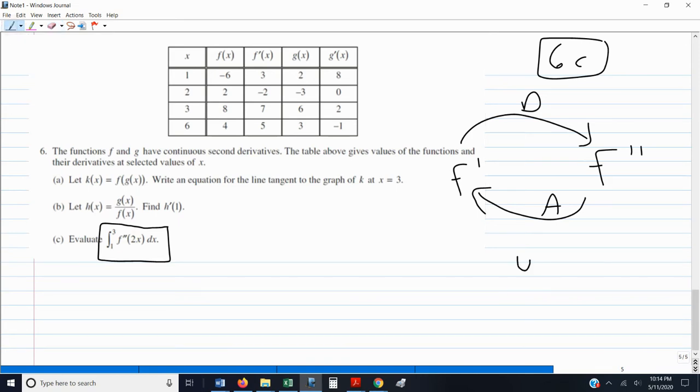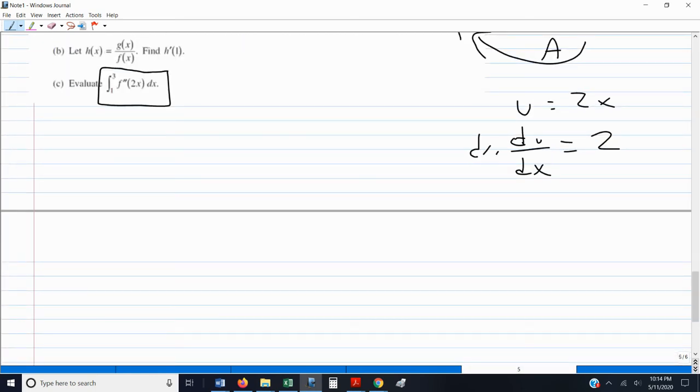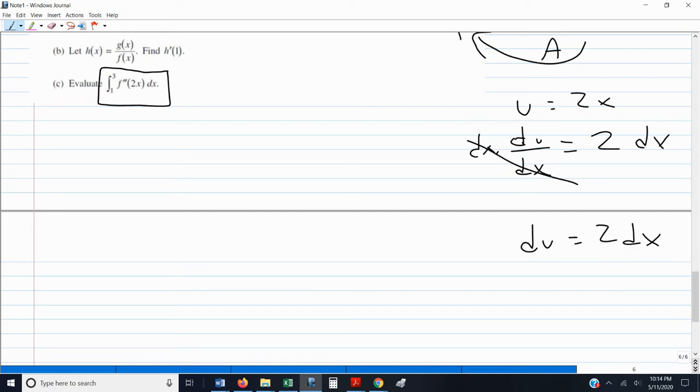So when you have those multiple pieces, that is when I would use u substitution. So I'm going to use u is 2x. Then you take the derivative of u with respect to x. There's your independent variable. The derivative of 2x is 2. And then we multiply by dx on both sides. So you get du is 2 dx. I'm going to write this a little bit larger.